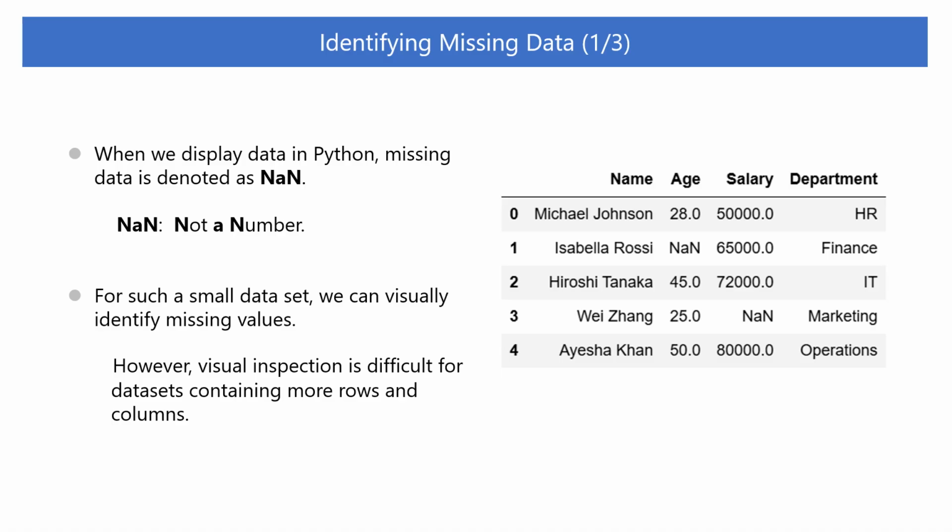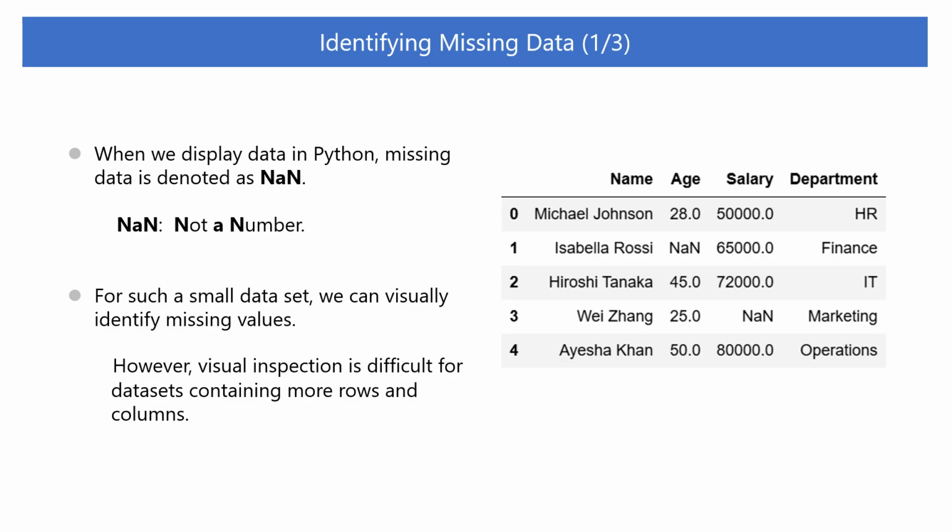The first step in dealing with missing data is to check whether the dataset contains missing data, and which rows or columns contain missing data. As an example, consider this simple dataset. This is an employee dataset. It records the employee's name, age, salary, and department.